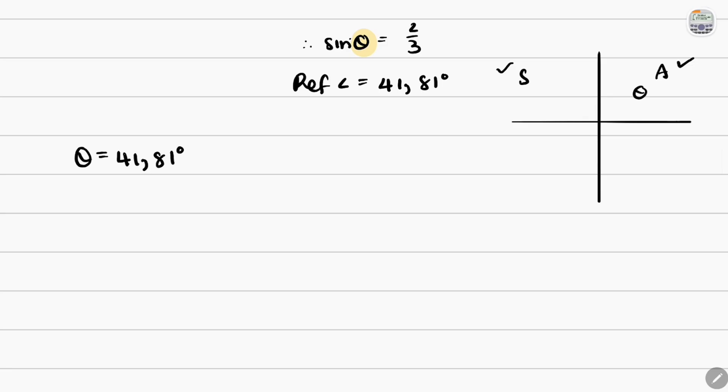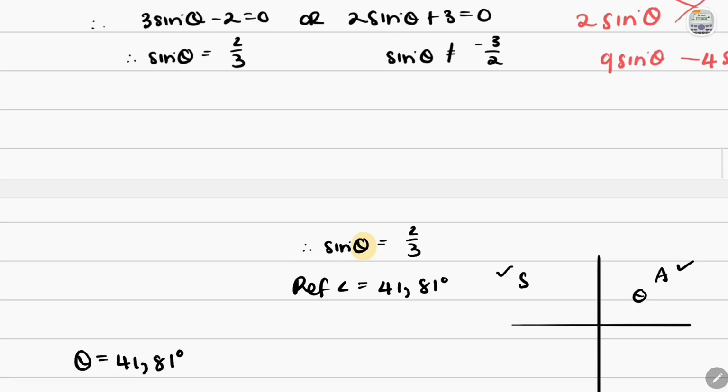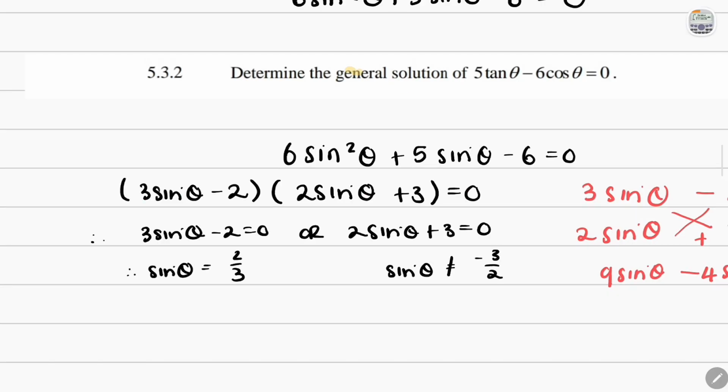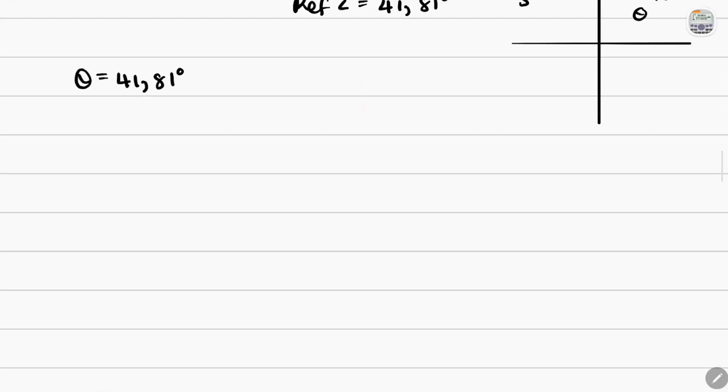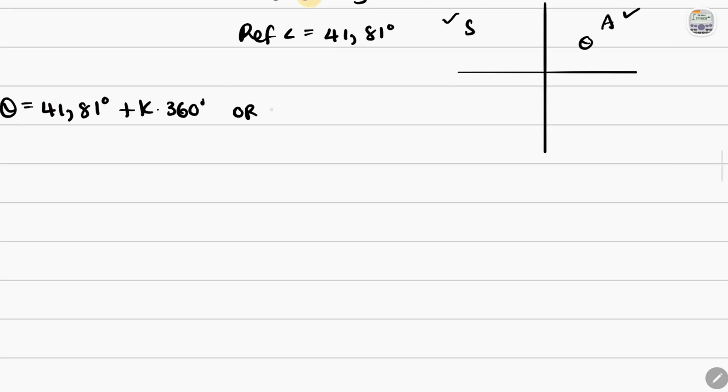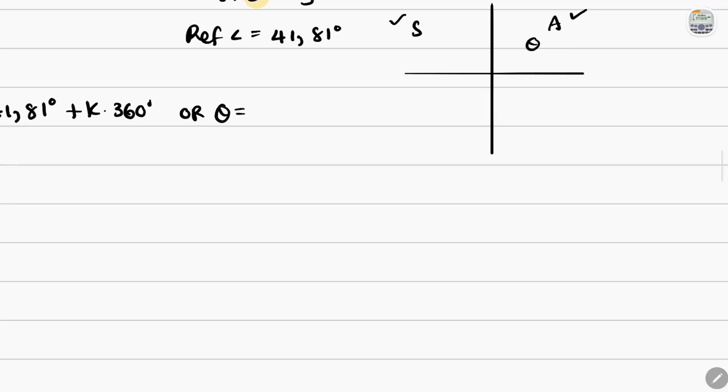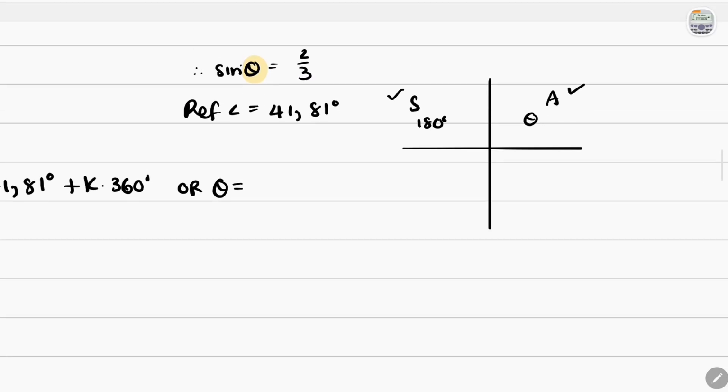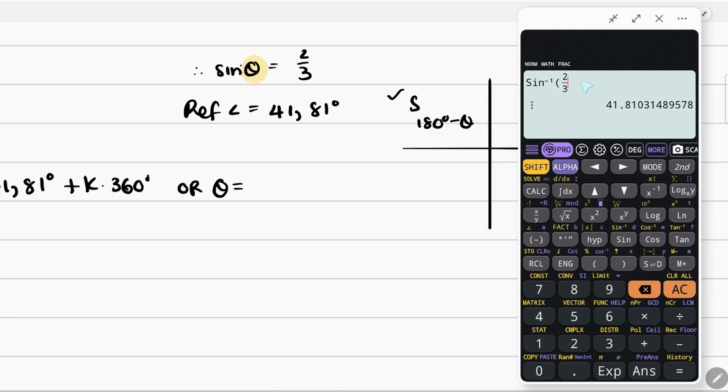41.81 degrees. But remember, this particular solution on the sine graph will repeat itself every 360 degrees. We're trying to find the general solution, not the solution within a specific interval. So here we'll say plus k 360 degrees, okay? And then or theta is equal to, and then we'll use this reduction, 180 degrees minus our reference angle. So we'll say 180 degrees, and we might as well just find it immediately. Just say 180 degrees minus this value.